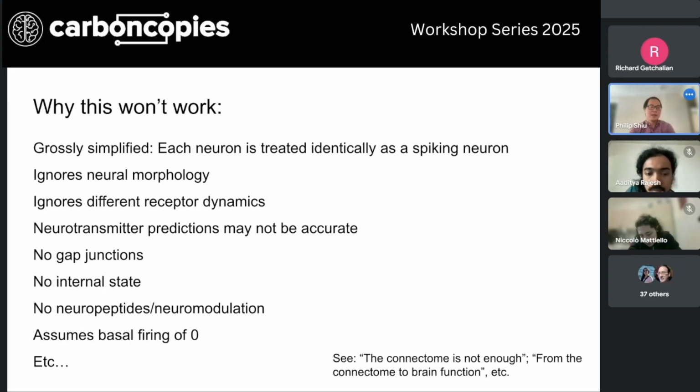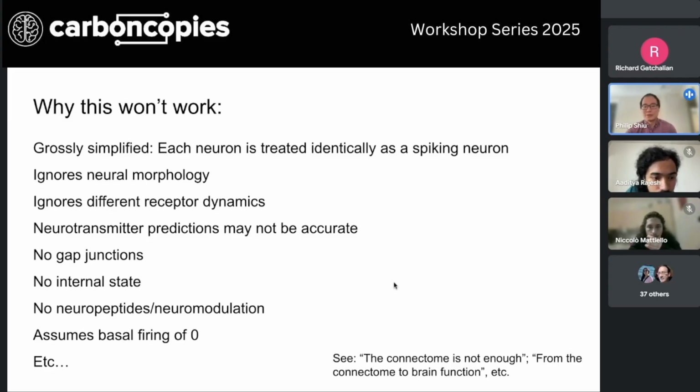We also ignore internal state. We completely ignore neuropeptides and neuromodulation. Furthermore, we assume a basal firing of 0 hertz, which of course is not true. And you can come up with a variety of other objections to why this shouldn't work.